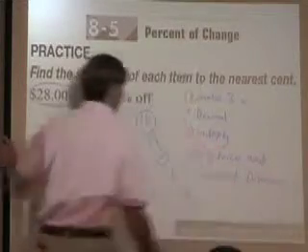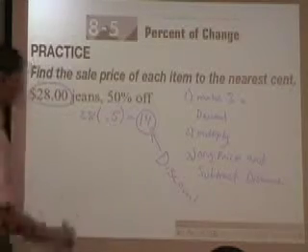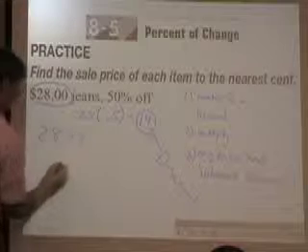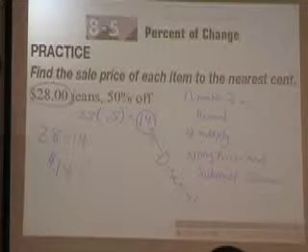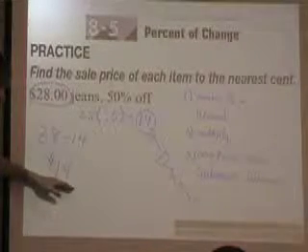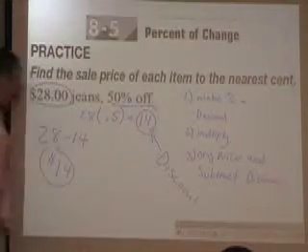So when you subtract your original price, which is 28, minus your discount, which is 14, what do you get? So now how much do the jeans cost with the discount? No. They started out at 28, they went down 14, so how much do they cost? 14. Now, have you noticed that 50% also means what?